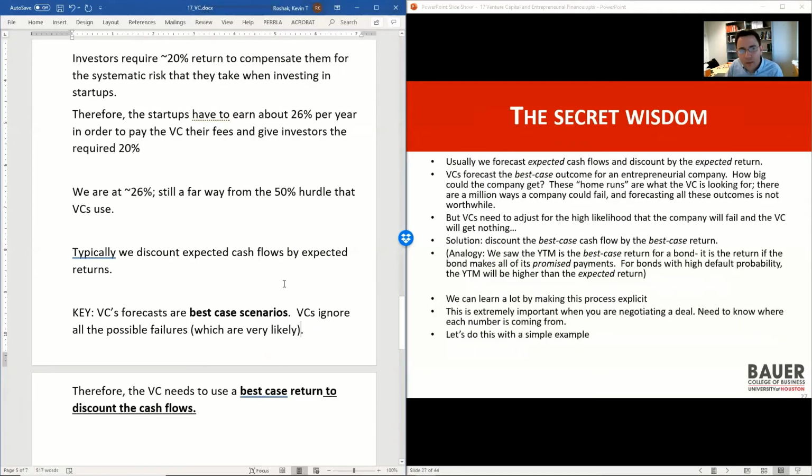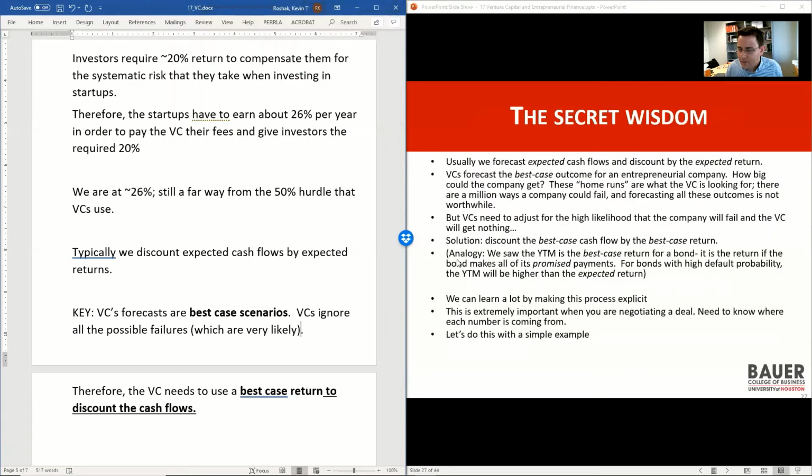That's how we can rationalize a 50% discount rate. The cash flows aren't an expected cash flow. The cash flows are the best case cash flow. We have to discount that with a very high discount rate to reflect the high probability of failure. There's a high probability that the startups are not going to give anything back to the VC. How do you account for that? You ramp up the discount rate.